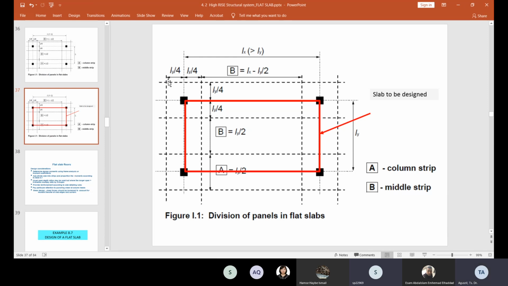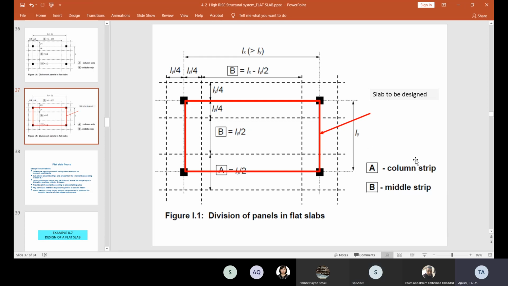Excuse me, doctor, I don't mean the width of the drop panel. I just mean how to find the width of the middle strip if Ly is more than Lx, or if we have a square slab. Only the width of the middle strip. Okay, it's easy, you can take that straight.